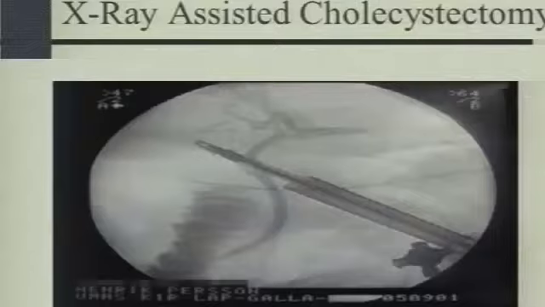This is an X-ray assisted cholecystectomy. They will use this when they are removing the gallbladder. So they can go in and have a picture in real time as to where they are and where they can guide those surgical instruments.